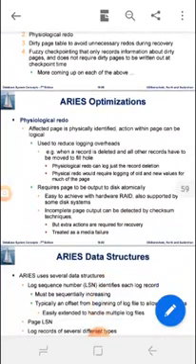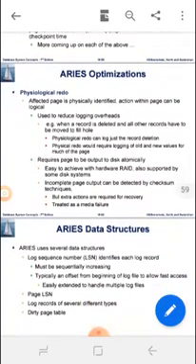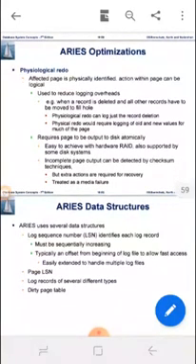What are the ARIES optimizations? Physiological redo is used here to reduce logging overheads. For example, if a record is deleted, all other records have to be moved to fill the hole. Physiological redo can log just the record deletion.